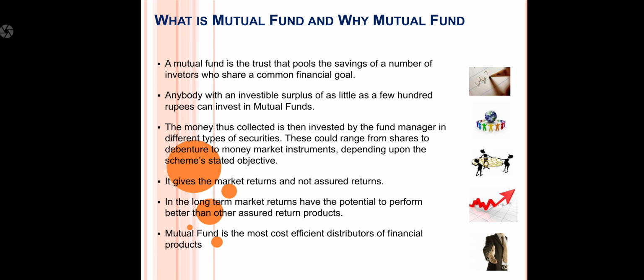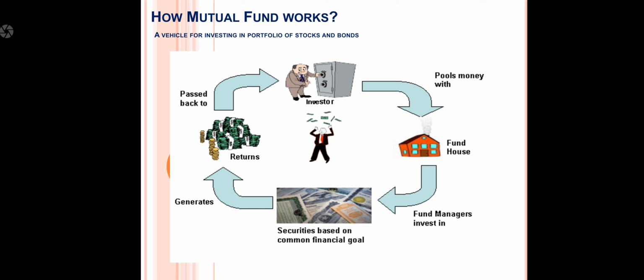Now determining how a mutual fund works: the investor pools the money with the fund house, which manages it in the security market, generates the returns and passes them back to the investors. So how is the rate of return determined? When the AMC invests in a stock market, maybe in equity, debt or money market, they declare dividends and the AMC gets returns. So when they invest in equity, they will get the dividend on an annual basis, and simultaneously they buy and sell shares as per the market situations.